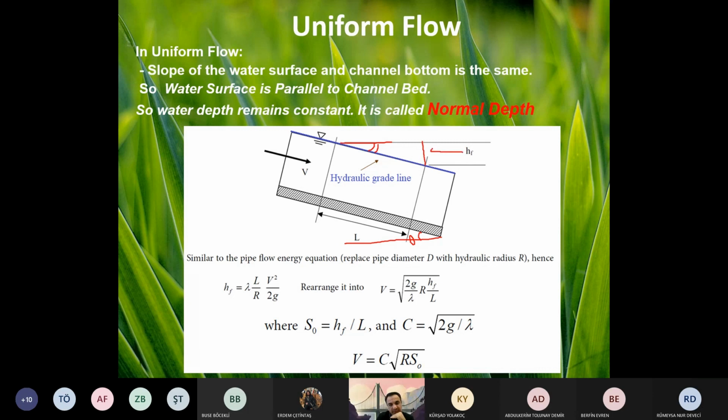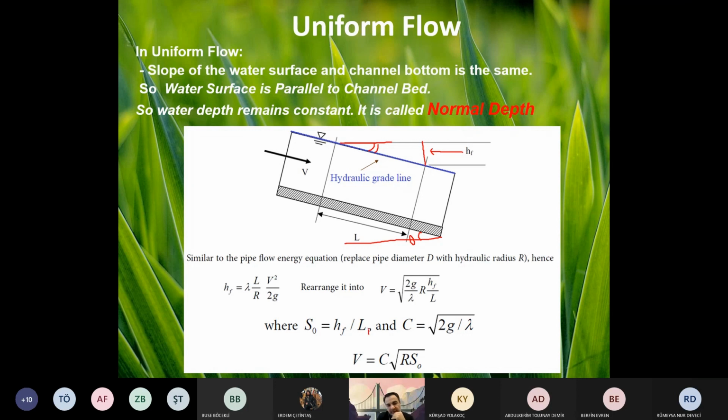This is HF. What is the tangent of theta? HF, or front over the side. Tangent theta. Sorry, sine of theta. We said that slope equals sine of theta, HF over L.